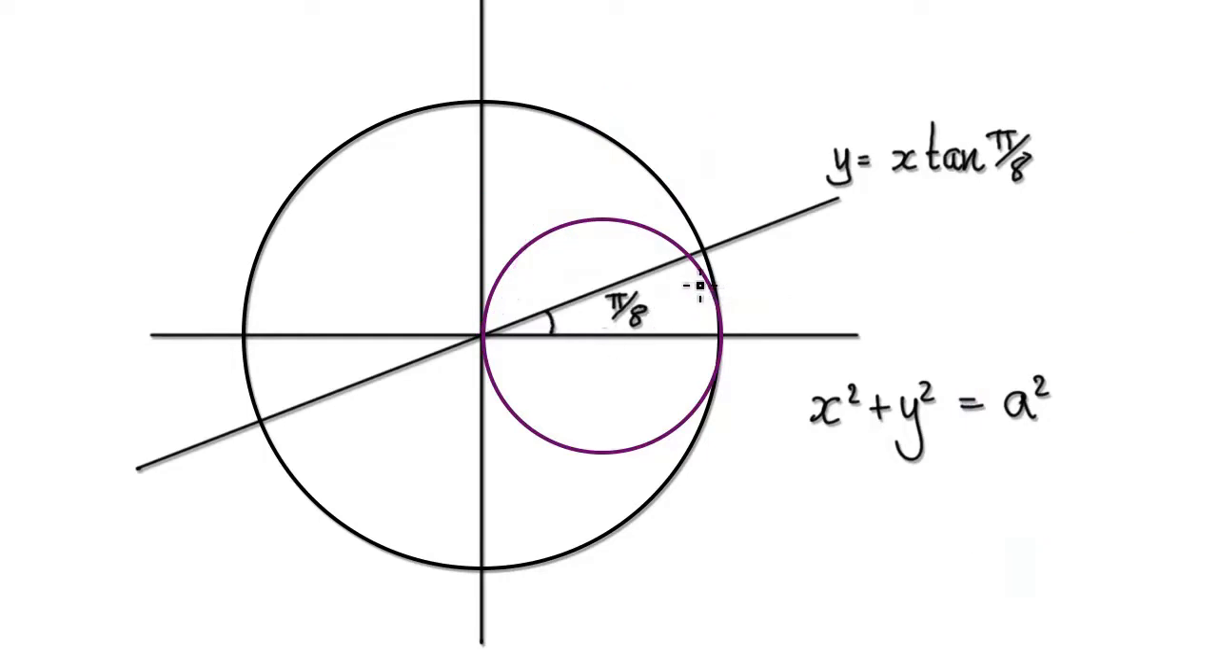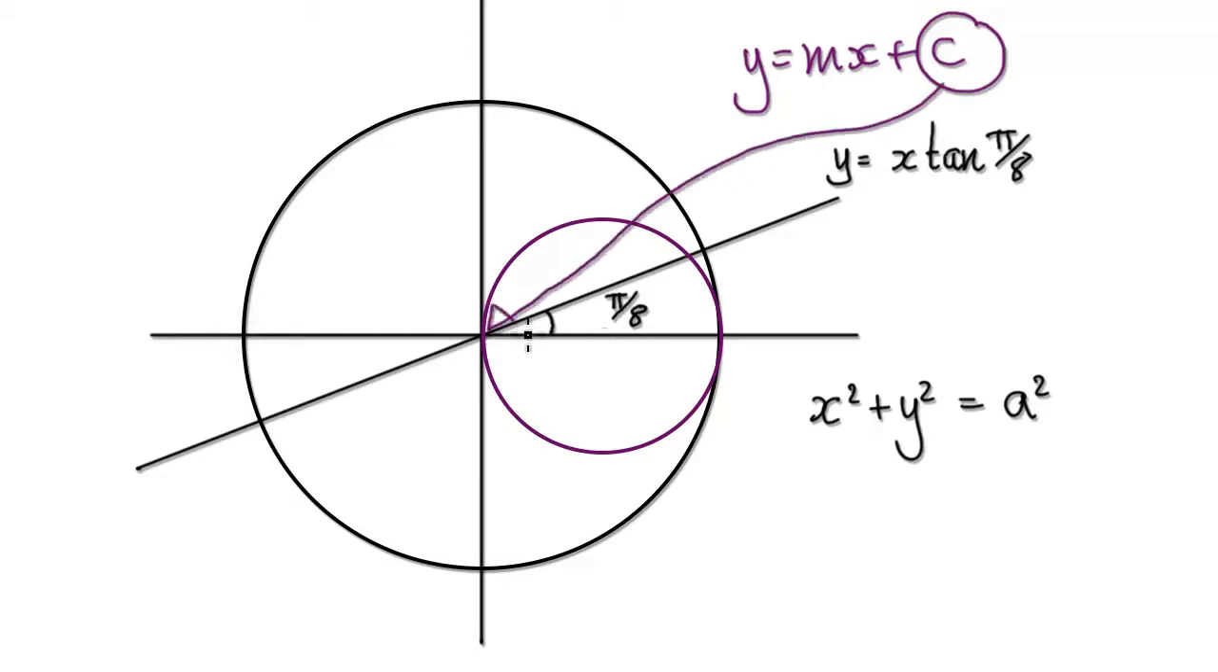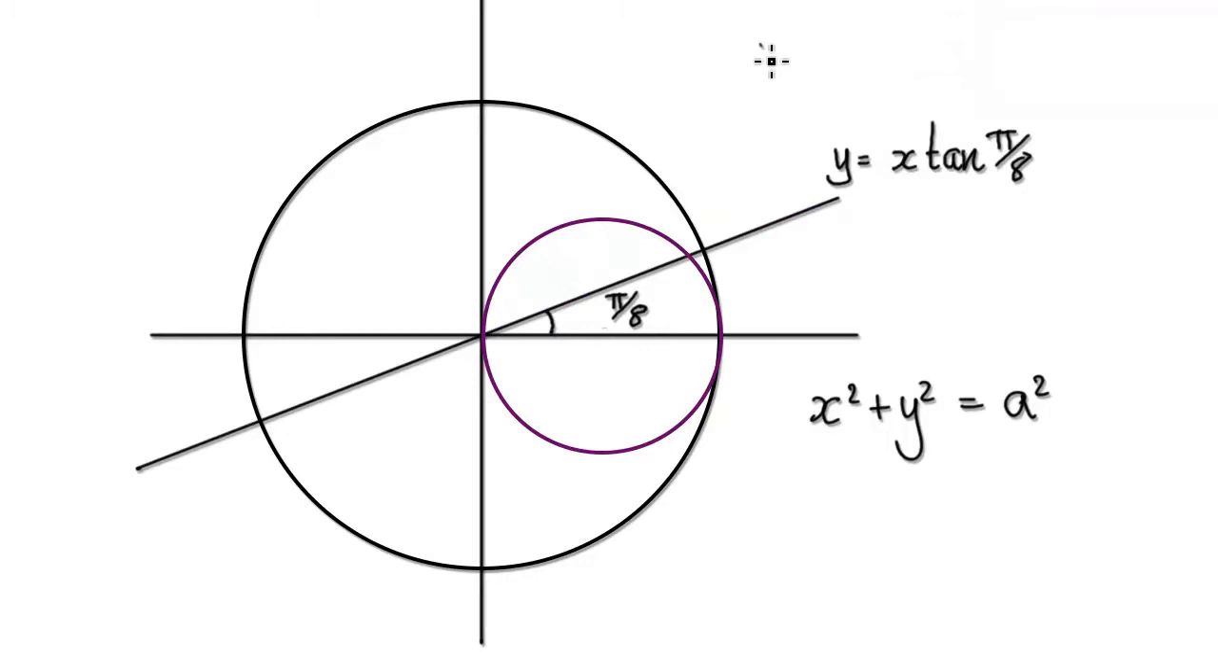Given the angle, we need to draw this straight line here. Well, a straight line is given by y equals mx plus c. All the straight lines go through the origin, so this c here will be 0. So it's a matter of us finding out y equals mx, and our job is to find the gradient. What is the gradient, given that the angle here is pi over 8?